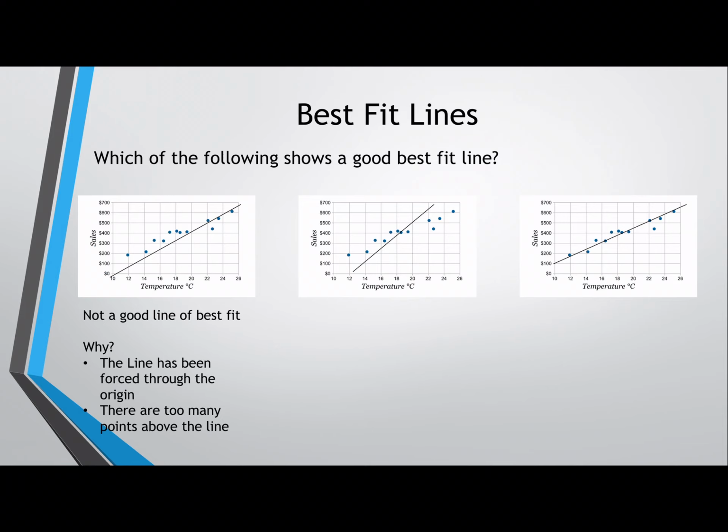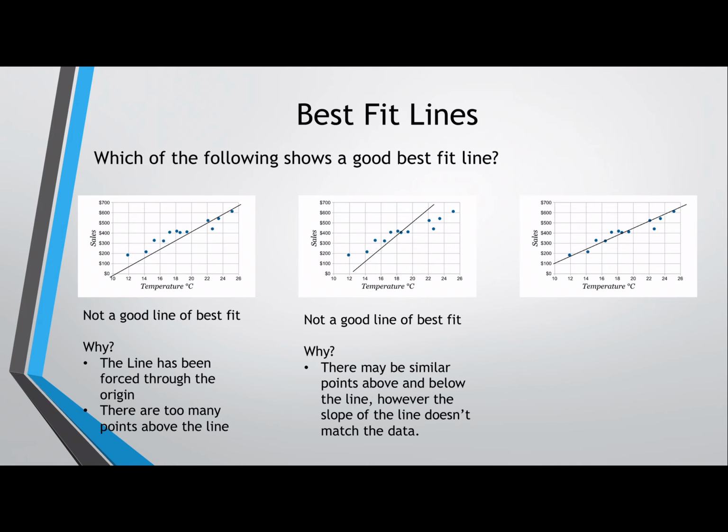Our second best fit line, the one in the middle, is also not a good line of best fit. Whilst we do have a similar number of data points above and below, above the line we've got 1, 2, 3, 4, 5, 6, and below we've got 1, 2, 3, 4, 5, 6. So 6 above and 6 below, but the slope of the line doesn't actually follow the data, so our line isn't steep enough. We need to tilt the line a little bit more to make it join the data as best we can. So we need to make sure not only do we have the same number of points above and below, but that we've got the same slope as our data.